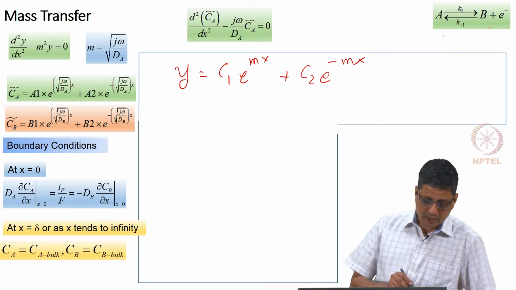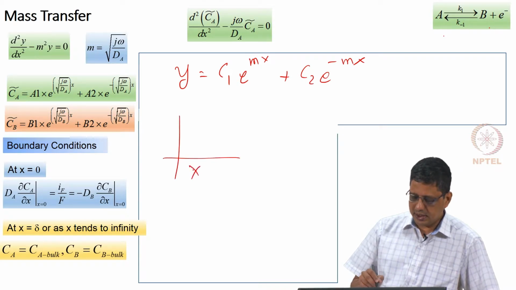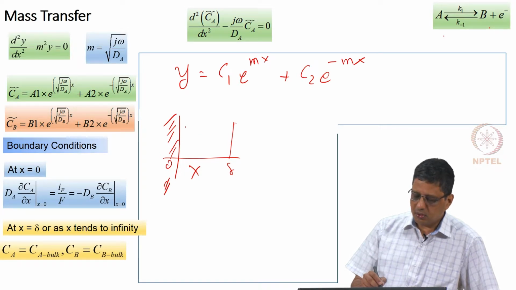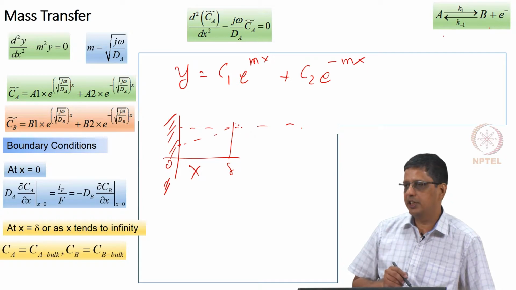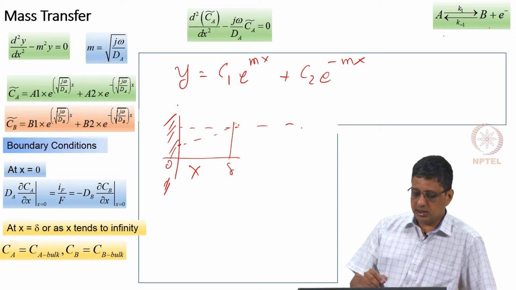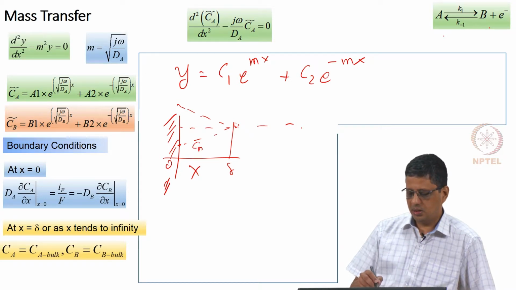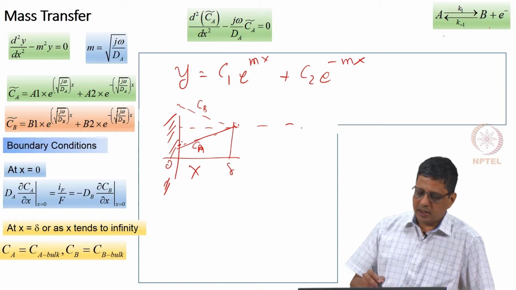Now imagine this is location 0, this is location delta, or infinity, wherever that is, and this is the electrode here. If A is getting consumed, originally let us say this is the concentration of A throughout the solution. If I give positive potential, A is going to be consumed, that means the concentration of A here is going to be less than the concentration in bulk, and the concentration of B is going to be more than the concentration in bulk. If I apply an anodic potential, this is how it is going to look.